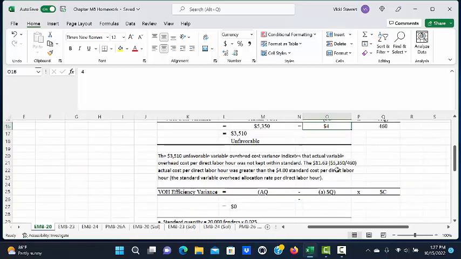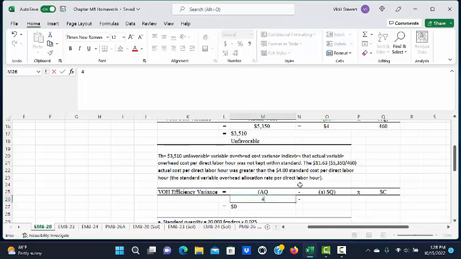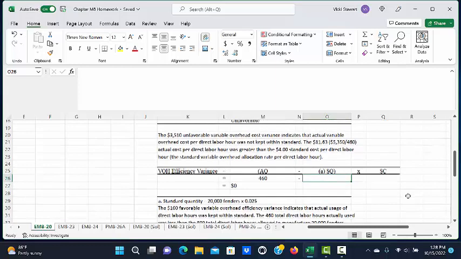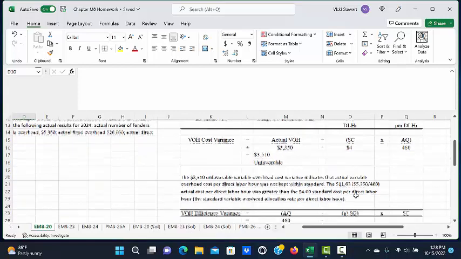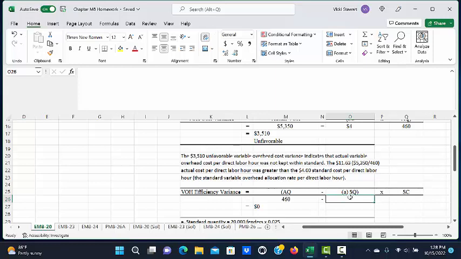Next, we're going to compute the variable overhead efficiency variance. So to do this, we have actual quantity, which was 460 direct labor hours, minus the standard quantity. So to compute the standard quantity, we take the number of fenders that we produced, which the problem said was 20,000, and we multiply it by the standard direct labor hours per fender that was given in the problem of 0.025. So that would give us 500 standard direct labor hours for building 20,000 fenders.